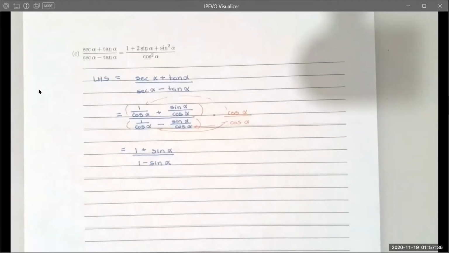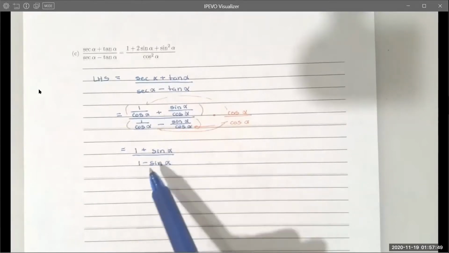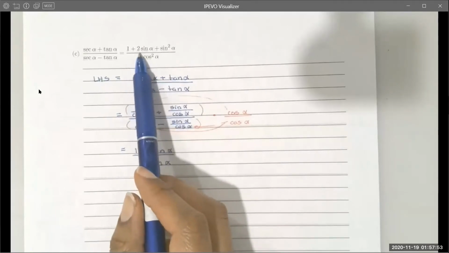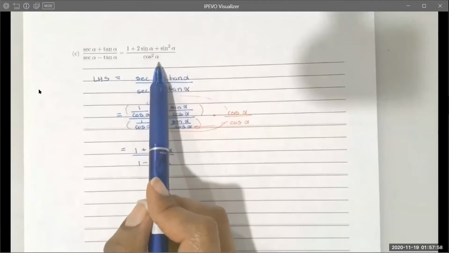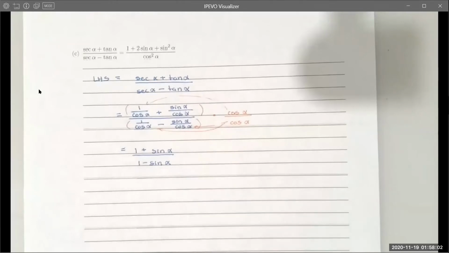All right, now let's think about what we are trying to reach. Because maybe at this point we kind of have to pause and think, there's nothing more I can simplify. I can't replace any more tans or secants or cosecants. What is it that I'm trying to get? Well, I'm trying to get to 1 plus 2 sine alpha plus sine squared alpha over cosine squared alpha.